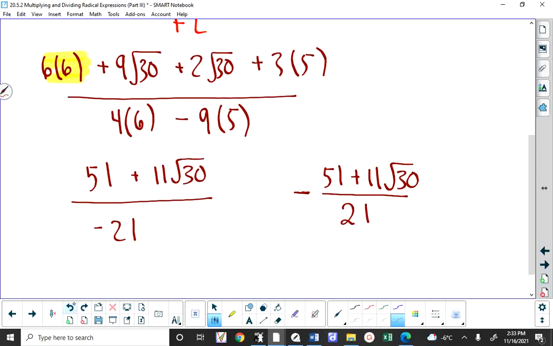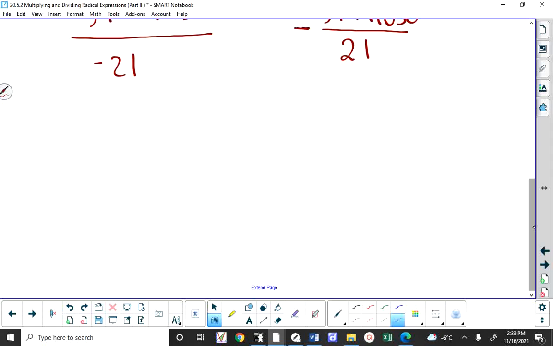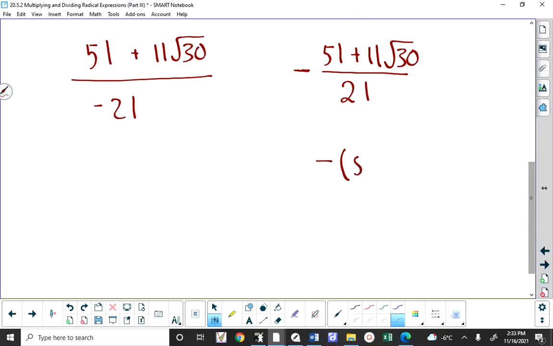I like this better, but I'm not a real fan of this either, this negative just kind of hanging in front of the whole thing. Because mathematically, what does it mean? It means the whole thing is negative, but algebraically, you don't know what to do with it. I would rather have this. I would rather write it that way.